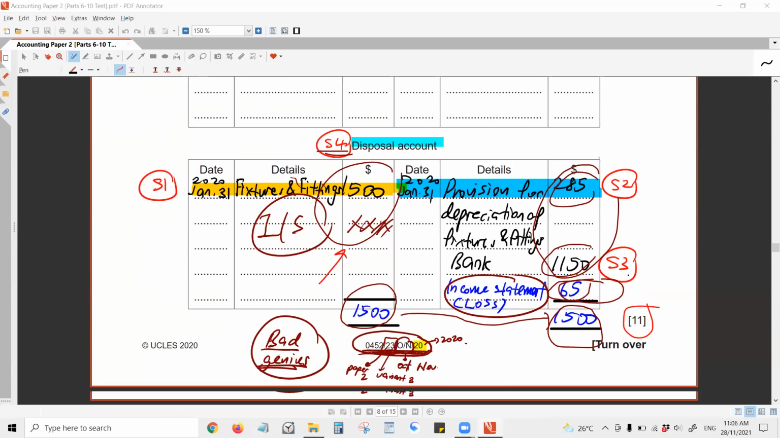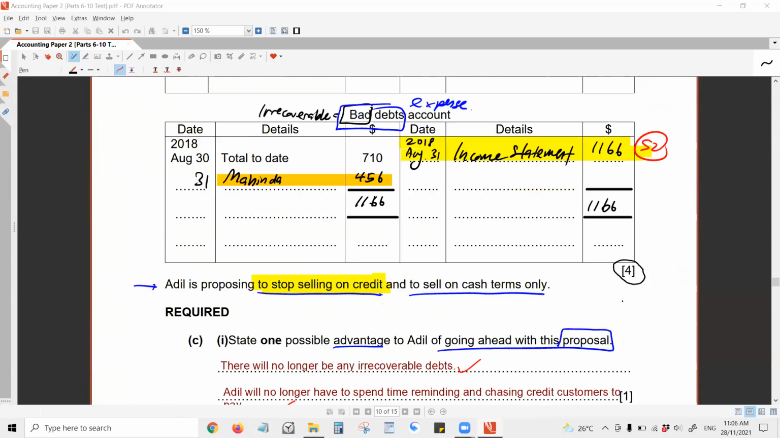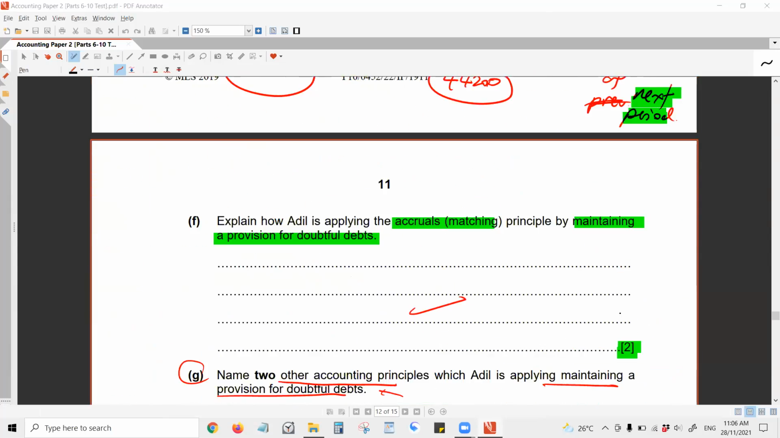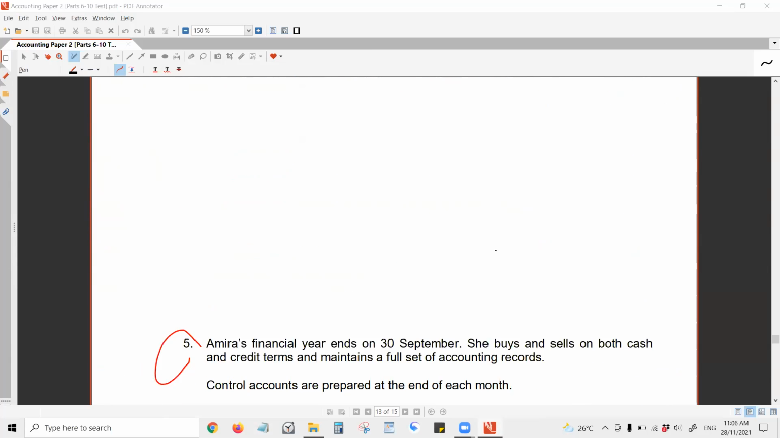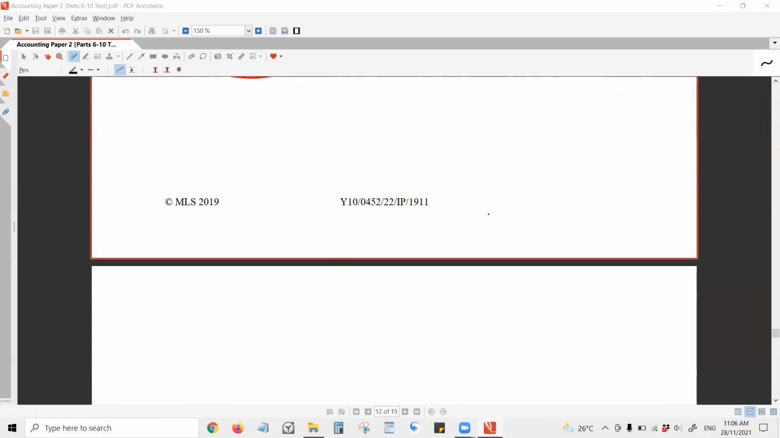Okay, this one was done. Same goes to this. We should be looking at this. Okay, question 5, the last question of this paper.